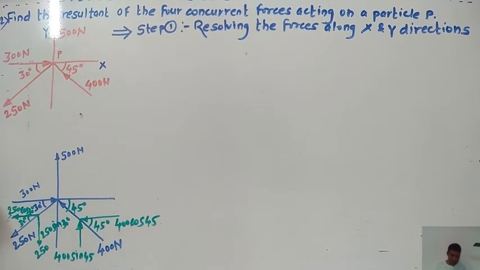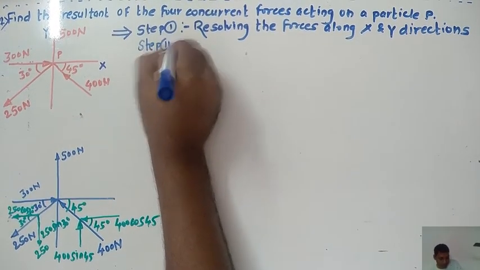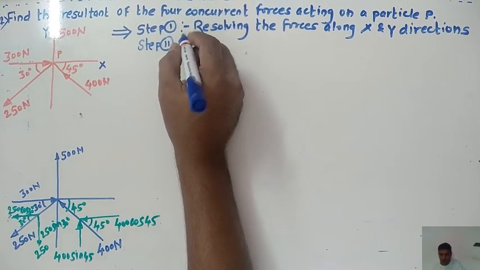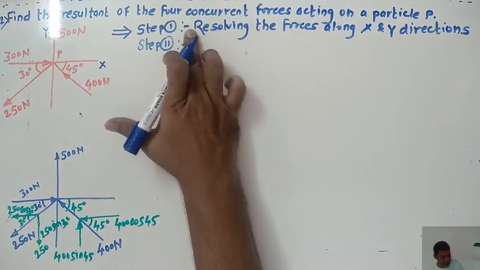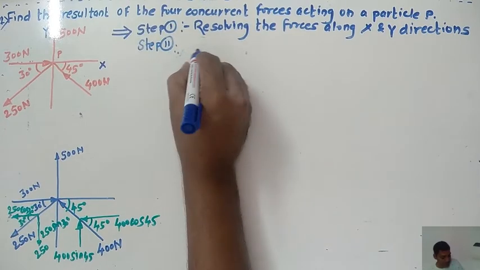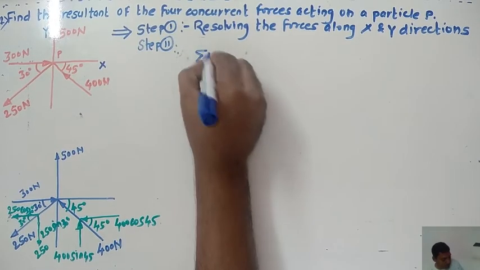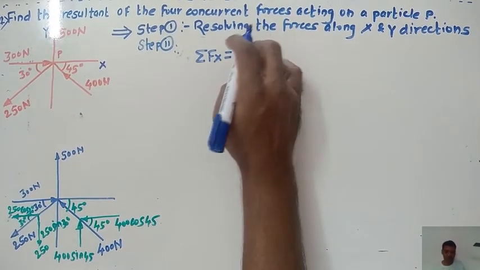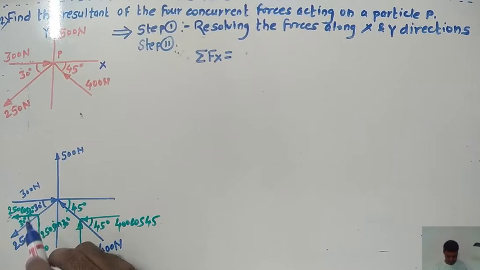As we know, in the second step you need to add all the forces along the x direction. So for that, let us say, what about step number two? In step number 2, you have to add all the forces along the x direction. I'll show that here like this: summation of all the forces along the x direction equals. Now focus only on the horizontal forces. Pick up one by one.